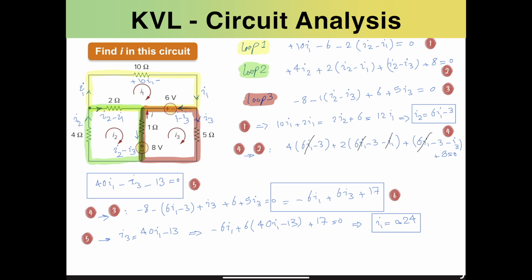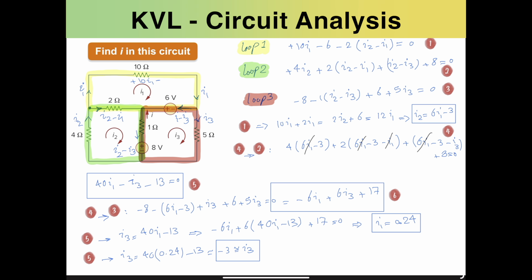And now that we've found i1, we can easily use this equation to find i3. So using 5 again, i3 is 40 times i1, which is 0.24, minus 13, which is around the value of minus 3. So i3 is around minus 3.